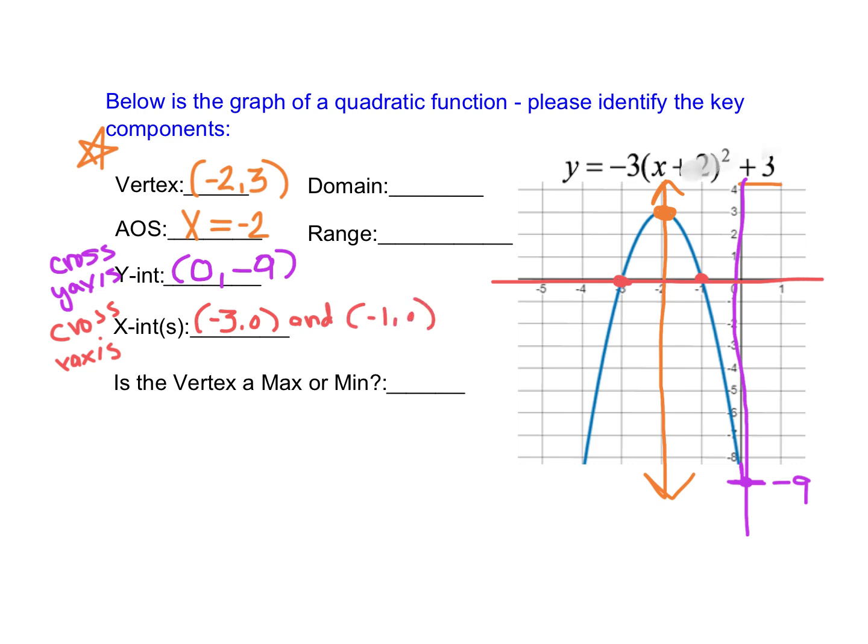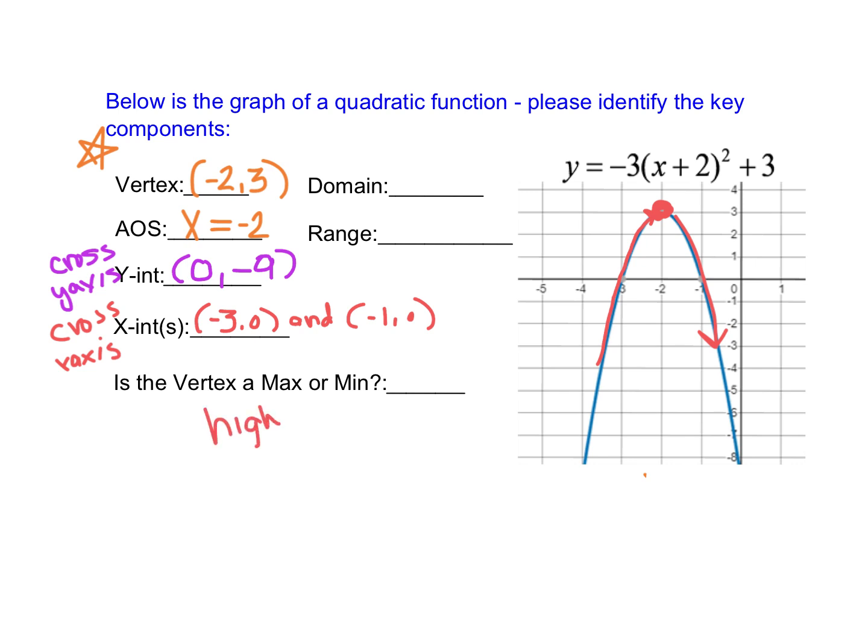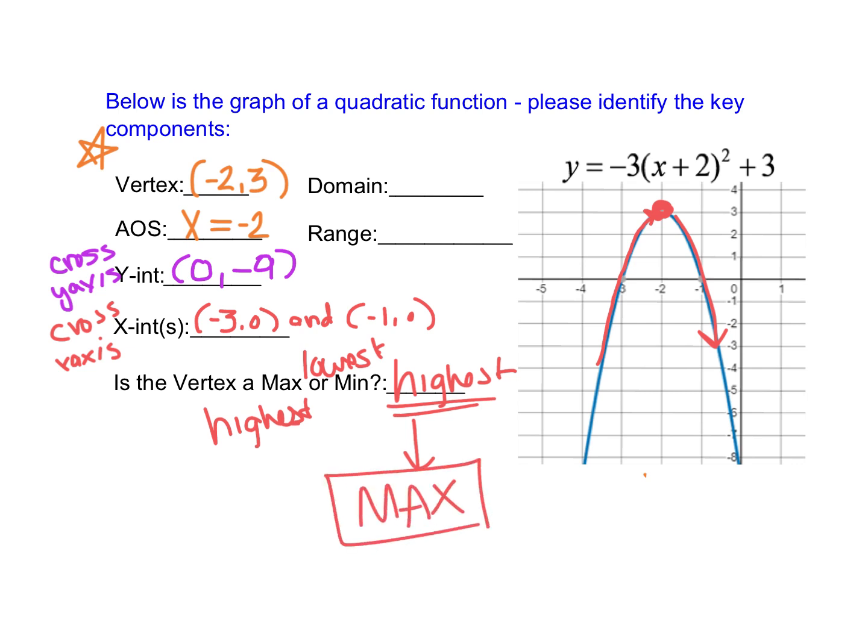Now the next thing we're going to do is determine if the vertex is a maximum or a minimum point. This is where we look at the shape of the graph itself. What I want you to notice is that our graph is going up, up, up, and it hits this high point here, and then it's going down. So we're asking: is that vertex the highest point on the graph, which would make it a maximum, or is it the lowest point on the graph, which would make it a minimum? Here I notice that my point is my highest point on the graph, which makes this vertex point a maximum point.